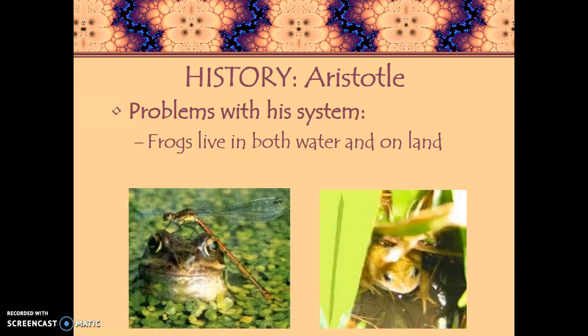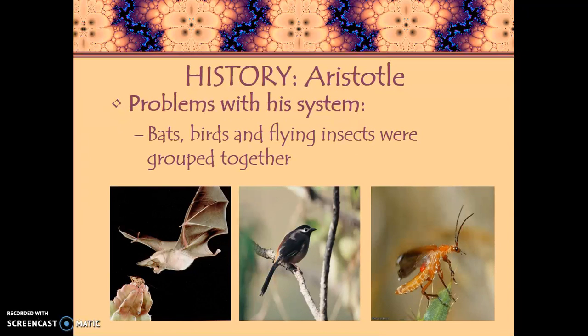The problem is, two groups just wasn't enough, even in his own time period. For example, frogs. They live both in water and on land. So he was like, I don't know what to do with them, and I'm not going to worry about it. I'll let somebody else deal with it. And then he also grouped together bats, birds, and flying insects. Everyone agreed that these things are very different and they shouldn't be grouped together. But he was like, but they all fly. They all live in the air, so they go together. And he never changed it.